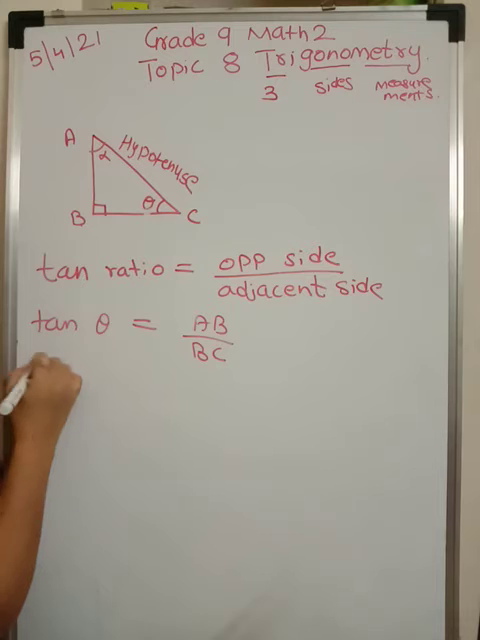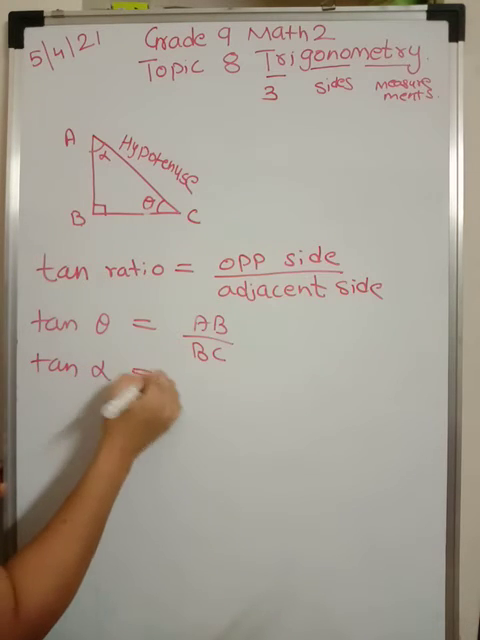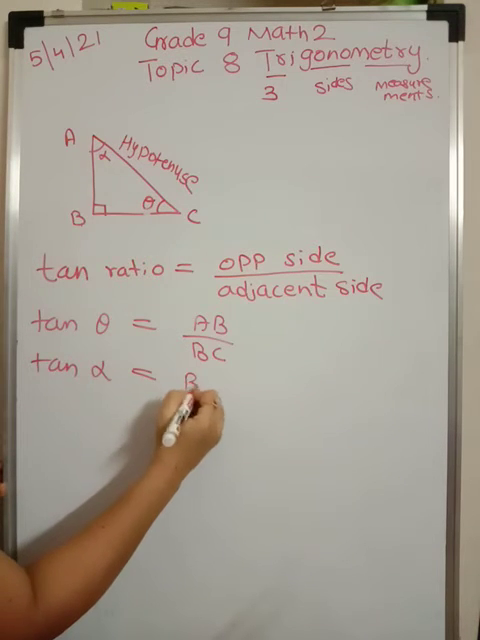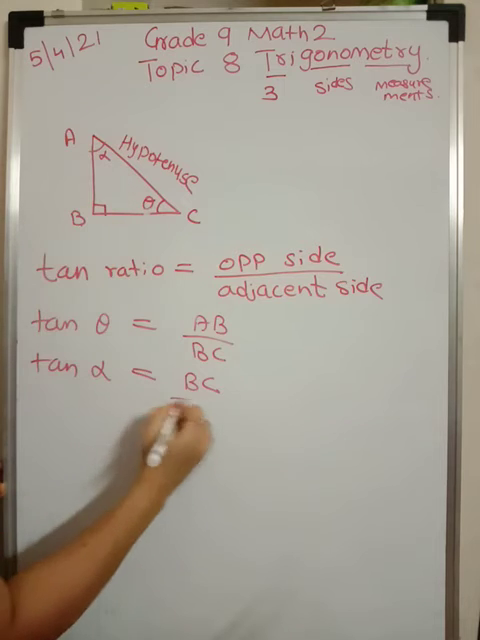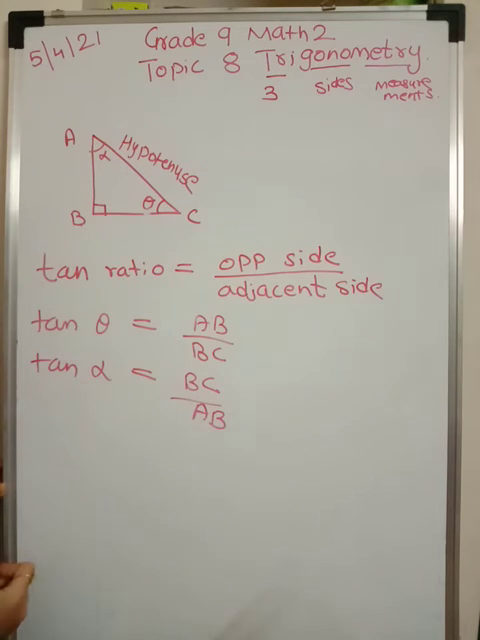Alright. Now I want to find tan of alpha. For alpha, the opposite side is what? BC. And the adjacent side is what? AB. Got it? The hypotenuse doesn't come into account over here.